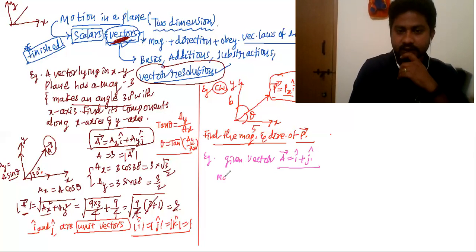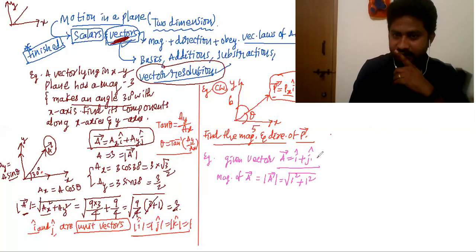So find the magnitude of a bar. Magnitude of this a bar is what? Mod a bar, which is equal to square root of ax square plus ay square. So what is here? ax is 1 square, and ay is also 1 square.